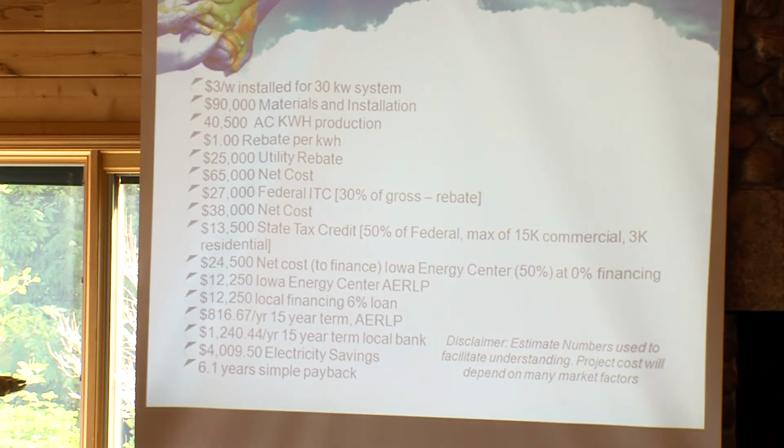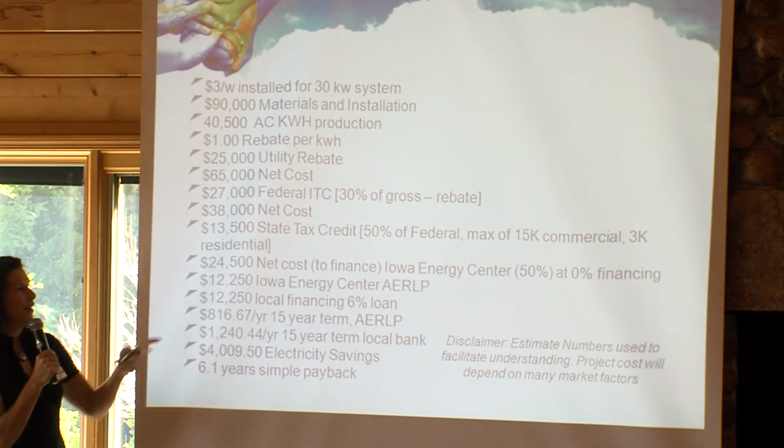Now, remember the little federal ITC 30% we were talking about, and the state credit at 50% of that federal. You can claim $27,000 on your taxes at the end of the year. And for the state taxes, you claim $13,500. So now your net cost is $24,500.